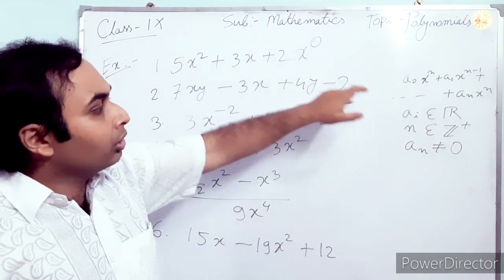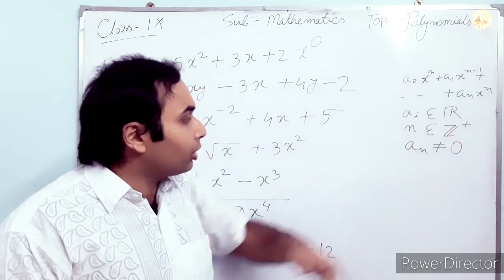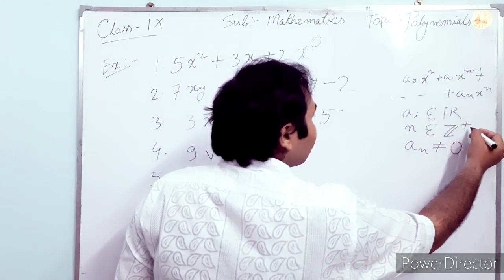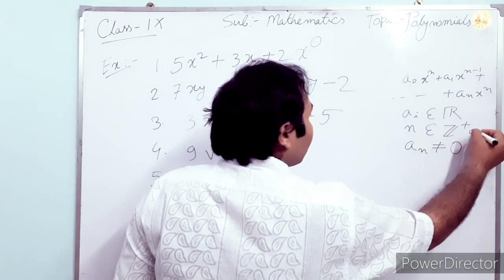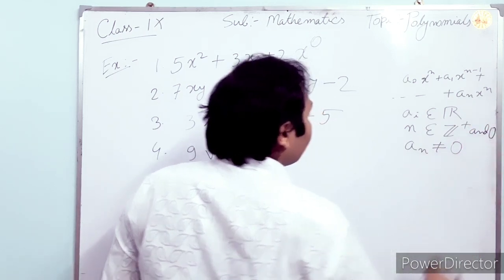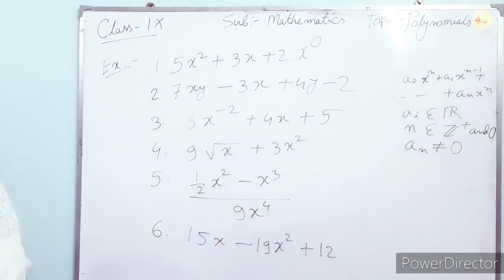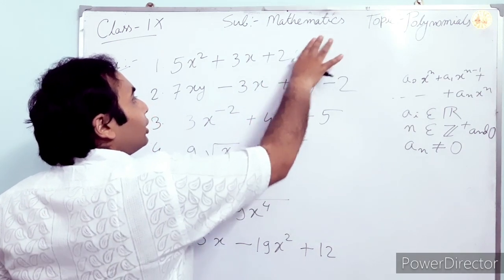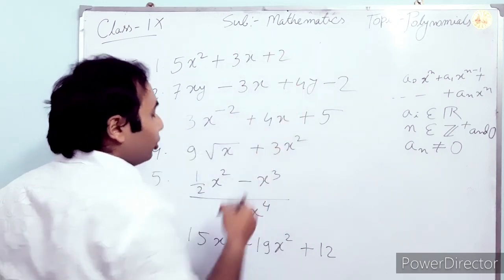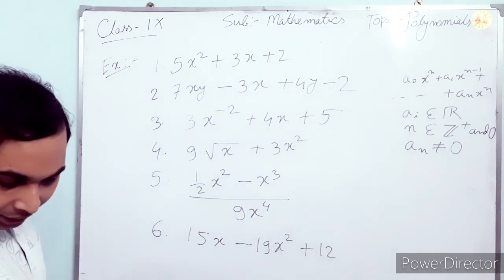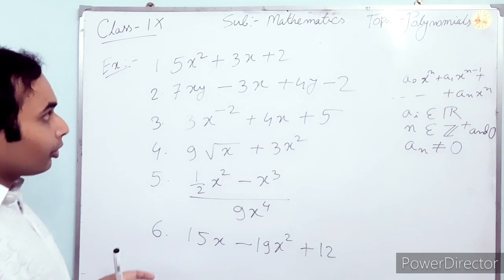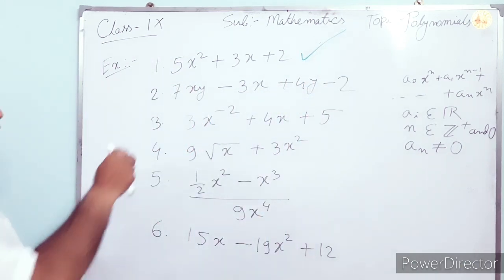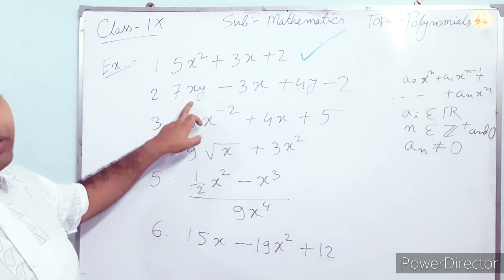So 0 is also included, actually. Here the 0 should be there. Positive integers and also 0. So we don't write this one. So obviously this is a polynomial. I am giving the right sign here. This is a polynomial. Now this one, here actually those are called the two variable polynomials.